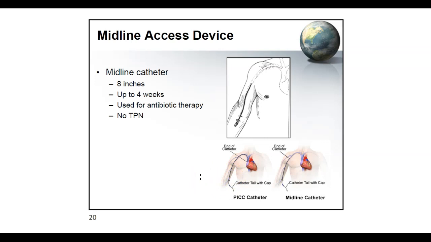Anyway, so usually it's about 8 inches. It can stay longer than the peripheral line. So usually you can keep the midline up to 4 weeks, depending on your policy. And it's usually used for antibiotic therapy. And sometimes it can also be because of a patient who is a hard stick. And just remember, because this is not a central line, you can't give TPN through here. So you can't give total parenteral nutrition. And if you have to give some sort of parenteral nutrition, then you use a PPN, or peripheral parenteral nutrition.